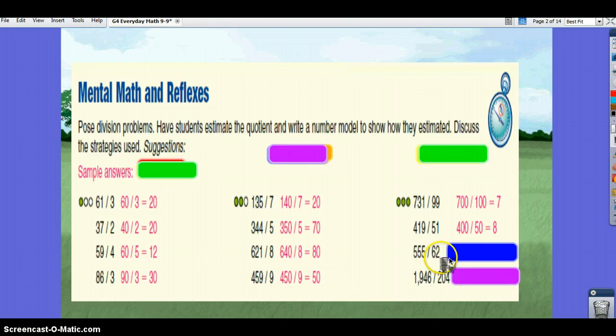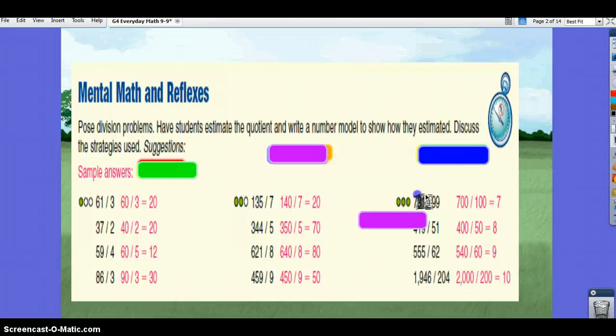555 divided by 62. Well, I'd round up 555 to 600, and I'd do 62 to 60 because 600 divided by 60 is 10. Now they rounded it 540 to 60 was 9. And the next one, 1,946 divided by 204. Well, I'd round that up to 2,000, and I would round 204 down to 200. 2,000 divided by 200 is 10.